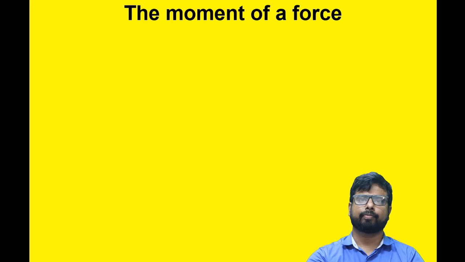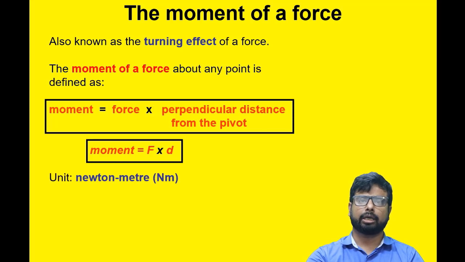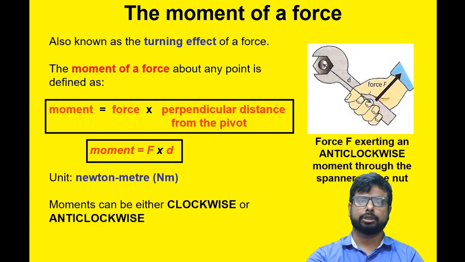Moment of a force is also known as the turning effect of a force. Moment of a force about any pivot is defined as force times perpendicular distance from the pivot. So moment is the product of force and perpendicular distance from the pivot. Moment equals force F times distance d. The unit of moment is newton meter. A moment can be either clockwise or anti-clockwise.